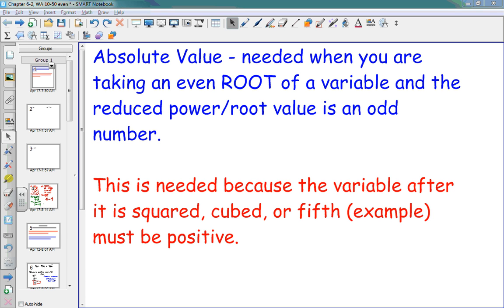Okay, here we go. Absolute value. Absolute value is needed whenever you have an even root and the reduced power over root is odd. That's the only time you have absolute value that's needed.